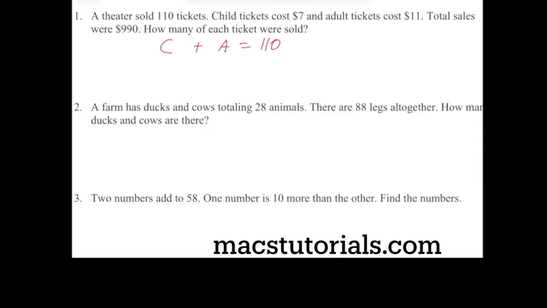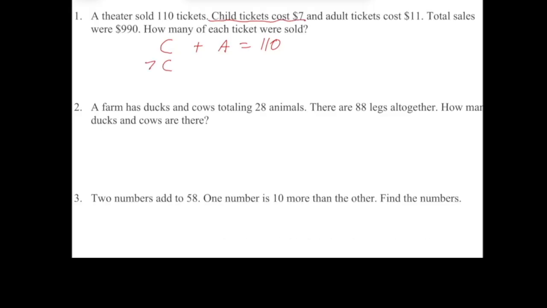All right, now let's put a value. Child tickets cost 7, so I'm going to times each child by $7. The adult tickets cost 11. I'm going to multiply each adult ticket by 11. And my total sales, when I add it all up, become $990. And that's how I want you to read and set these up.